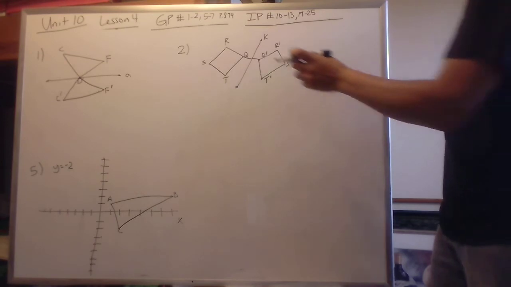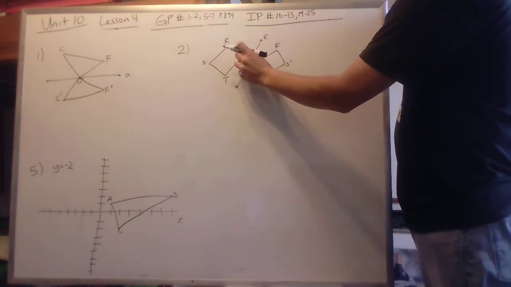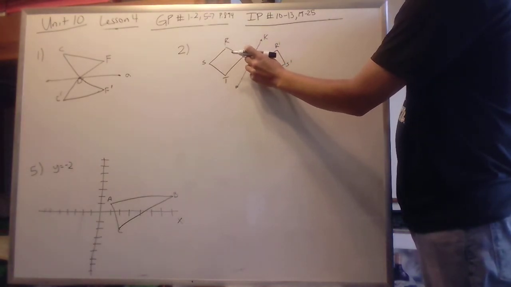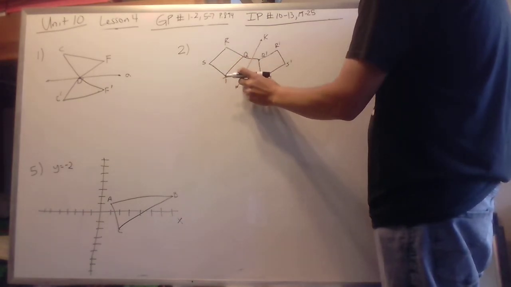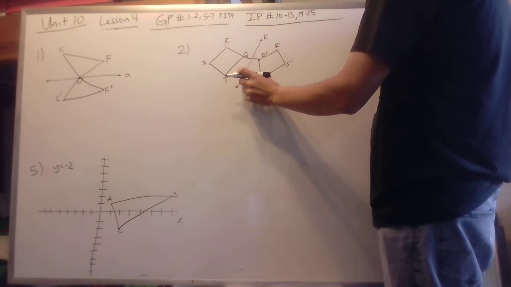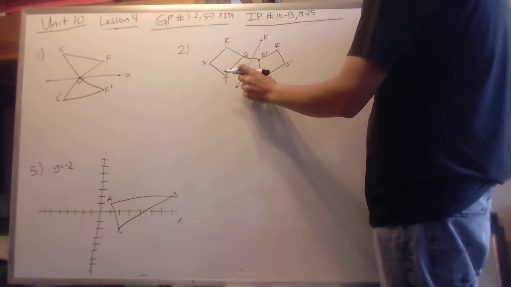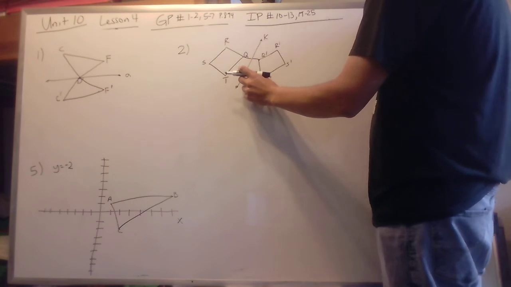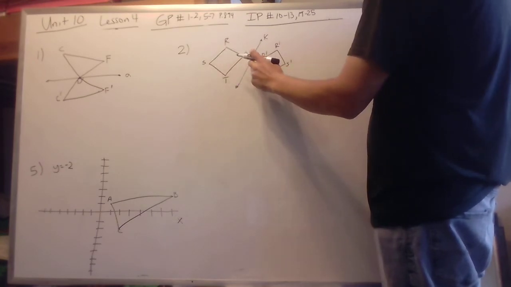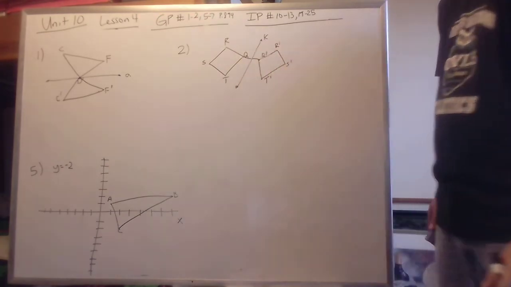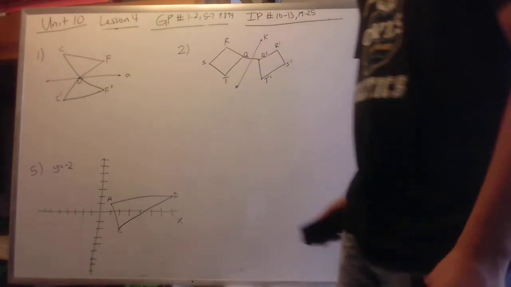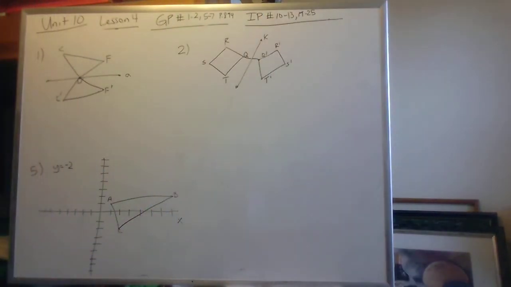We would measure the distance from Q to K, and then we would do the same distance from K to Q prime, and then T to Q, and then T to T to K, and then T prime from K. And then we would go S to K, and then we would go that same distance from K to S prime.